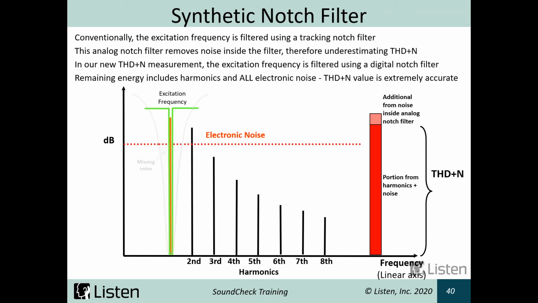But if you're trying to compare measurements from SoundCheck to maybe measurements you took years and years ago, measurements on a different system, we can disable that synthetic notch filter, which will give us a lower THD+N percentage. It will be less accurate, but it's going to be more comparable to the older style of THD+N.